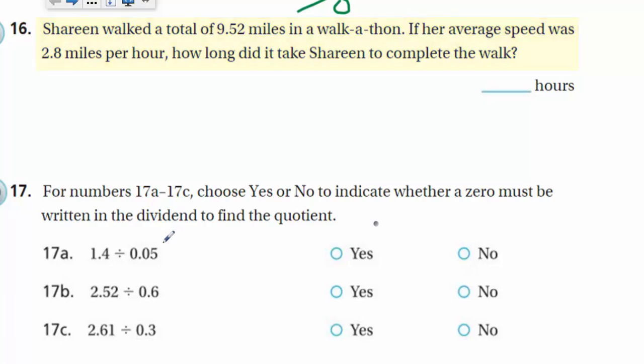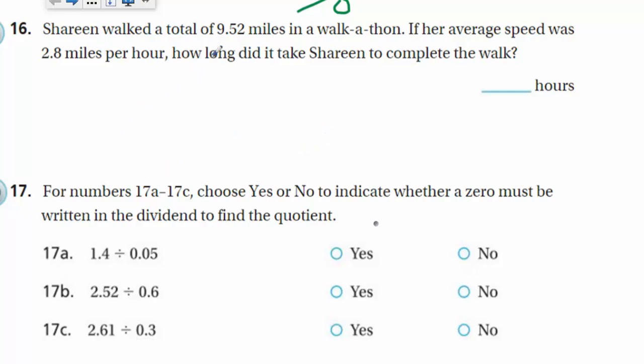Now, we have been focusing on division in this chapter, so it's more likely than not that our problems are going to be dealing with division. However, we always want to make sure that we understand the problem and what we're going to need to do. We do have a total of 9.52 miles. There's your dividend. And if your average speed is 2.8 miles per hour, we could take that distance and divide it by that rate, and that's going to give us the time. There's actually a formula for that.